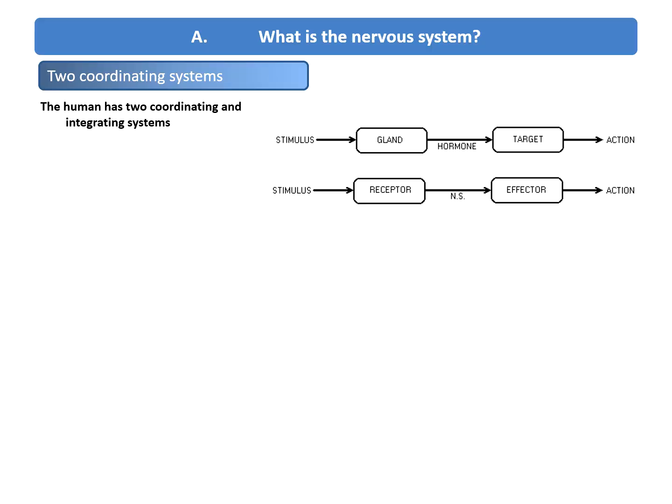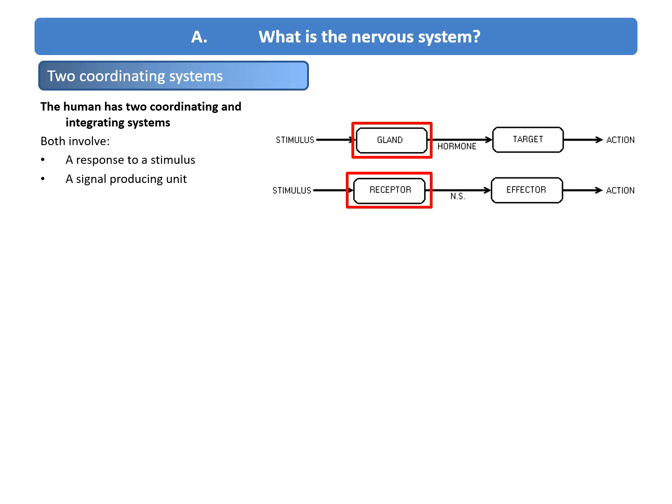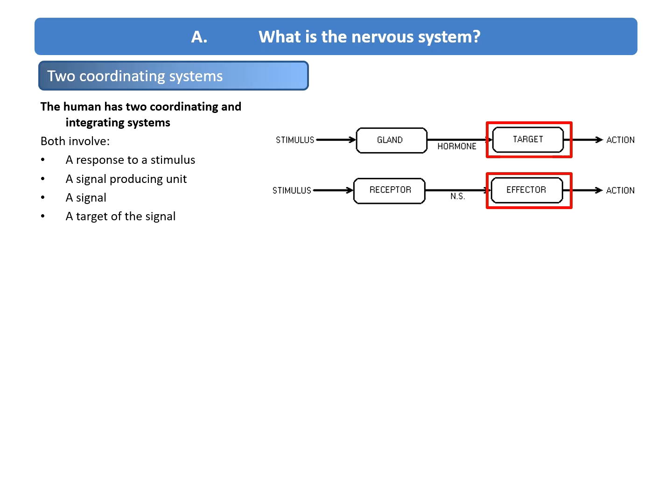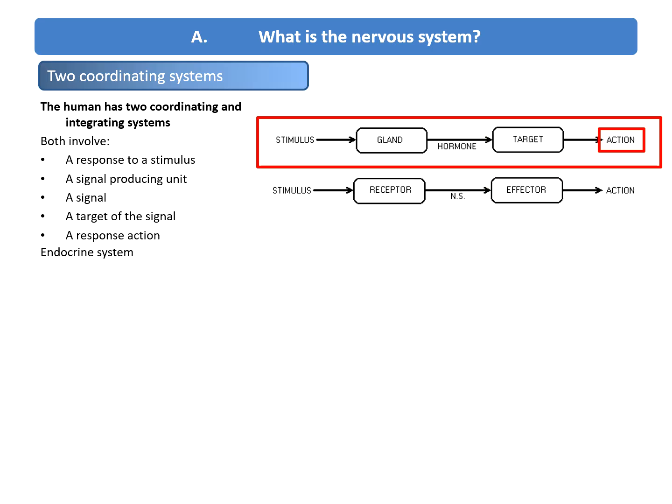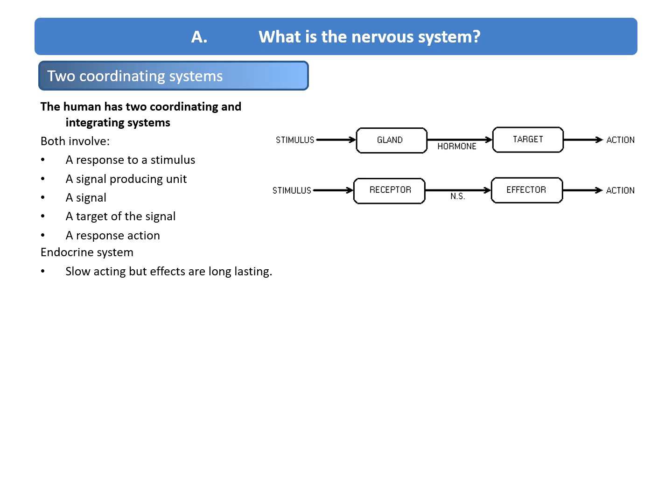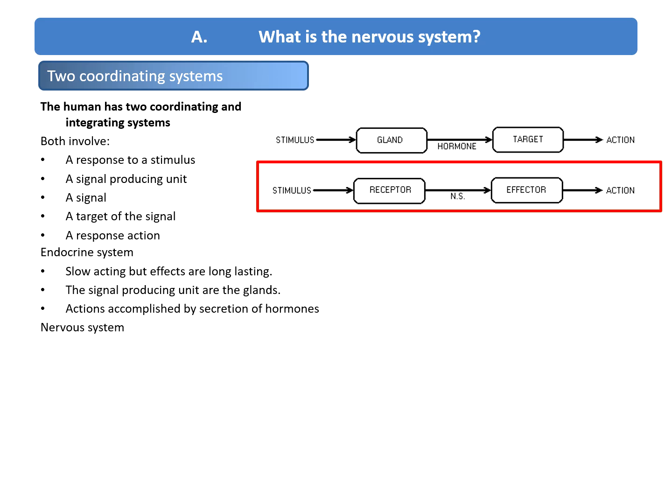What is the nervous system? There are two fundamental coordinating systems in the body. Both involve a response to a stimulus, a signal producing unit, a signal, a target of the signal, and a response action. The endocrine system is slow-acting, but its effects are long-lasting. The signal-producing units are the glands. Actions are accomplished by secretion of hormones.